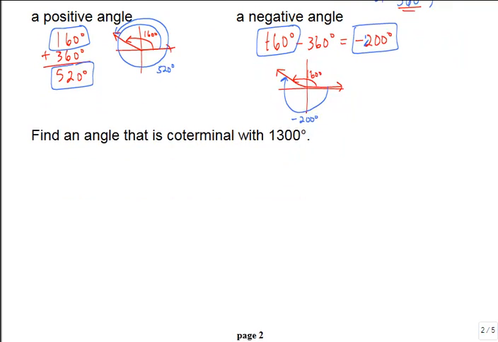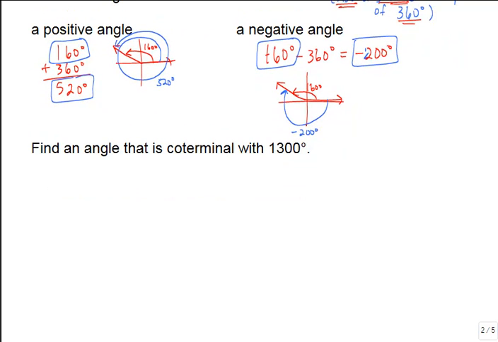So let's try one more example. We want to find an angle that is coterminal with 1300 degrees. So if we start with 1300 degrees, we could just go ahead and find one single coterminal angle by just subtracting off or adding. You could add also here, but I'm going to try to make this angle get smaller. I'm going to go ahead and subtract off one revolution.